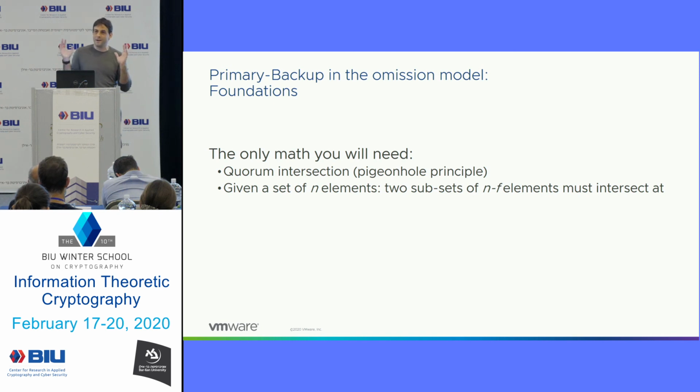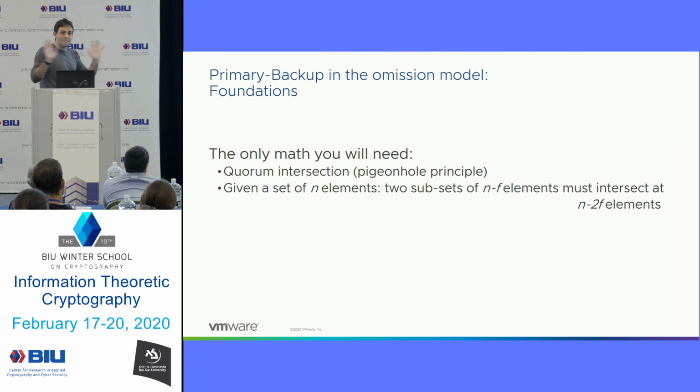You have a set that has n elements, and you take two subsets of size n minus f. F is some parameter. So you take two subsets of size n minus f, and the question is how many elements are there in the intersection? How many? N minus 2f, yes. So this is the only math you need, okay?